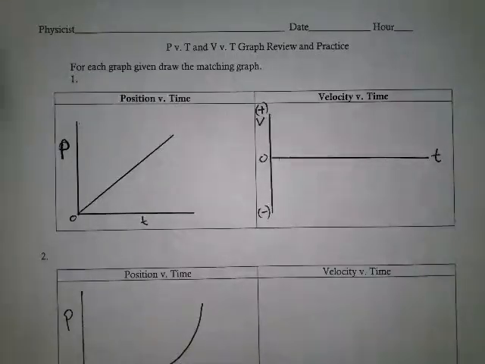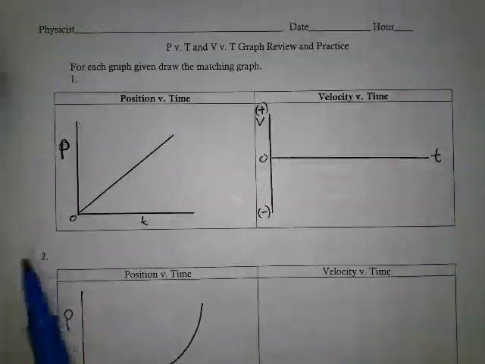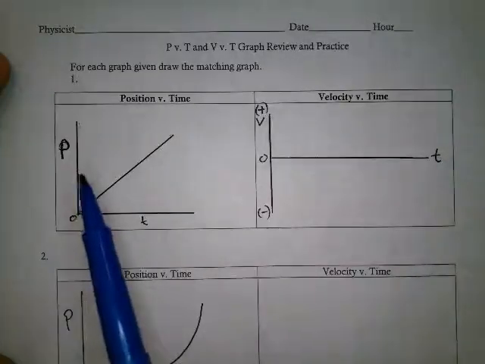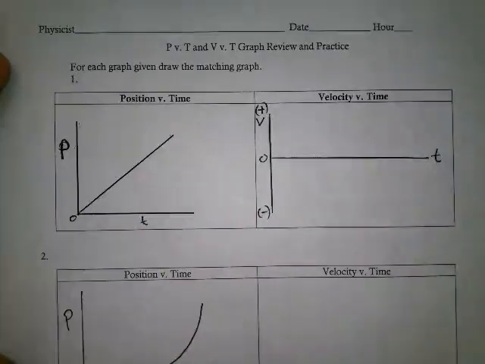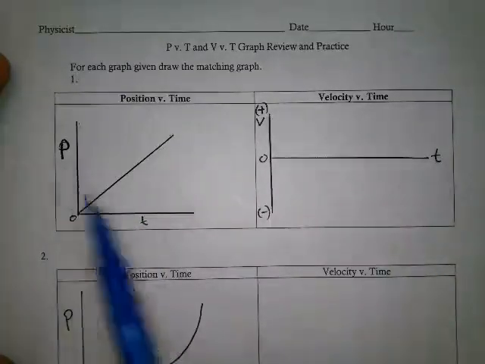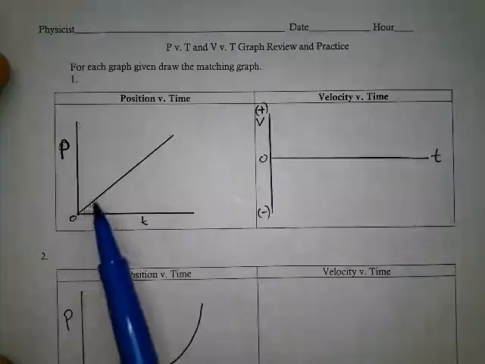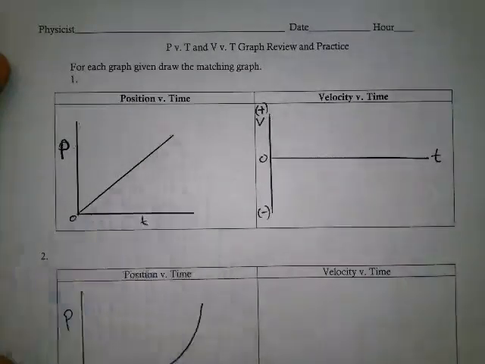So let's start off with number one. I think there's 6 on both sides of this sheet. So the first one, let's just do a real quick analysis of this position versus time graph that I've given you. We can see it's position and time, and that it has a constant slope. It's a straight line, so we know that it's going at a constant velocity.